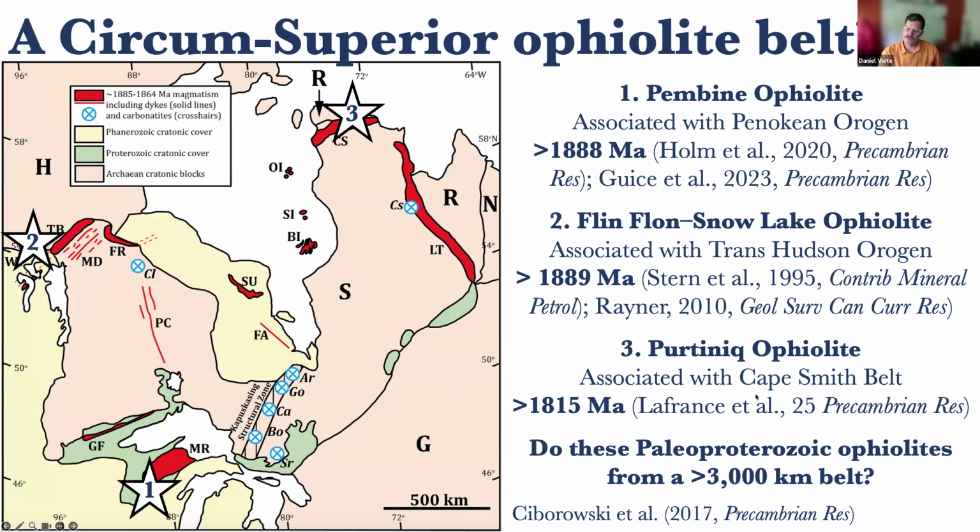As well as that, we have the Purtuniq ophiolite, which is up here in association with the Cape Smith belt, and the constraints are not so good for that. A recent paper from 2025 suggests that it's older than 1815 and younger than the Archean. So it's possible that these are very similar in age and may comprise a similar ophiolite belt to what we see in the Appalachian Caledonian system. This obviously requires more work, but there may be a 3,000 kilometer belt here that is very similar to the Appalachian Caledonian belt that we've described.